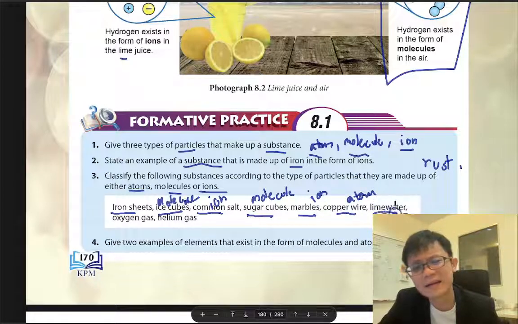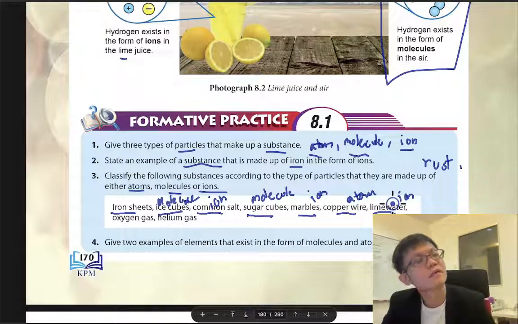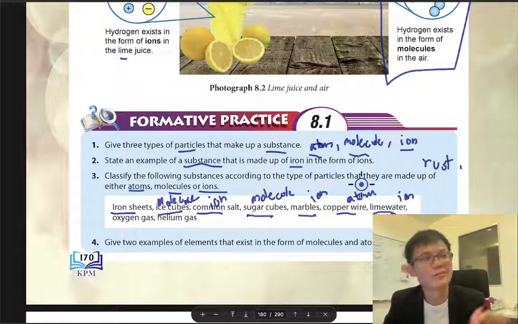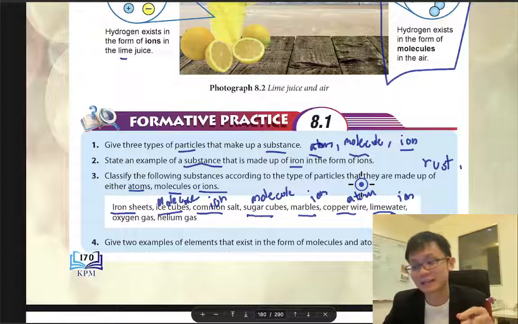Lime water, again, lime water got H2O. So lime water is ion. Okay. Oh, lime water, this one also I confused. I thought it was the lime water that we drink. Oh, but this question is not talking about that lime water. This question is talking about the lime water that we use in the experiment.